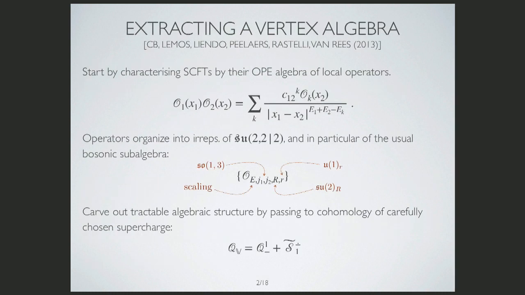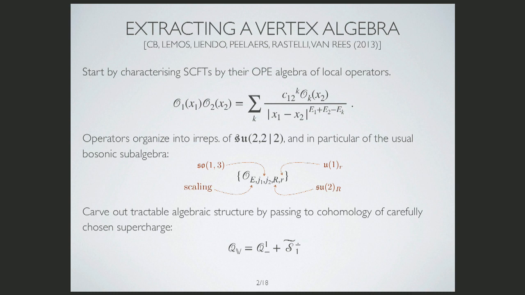So the starting point is the algebraic characterization of superconformal field theories, which is via the standard schematic of an OPE. So SCFTs in particular are an OPE algebra of local operators. And in an N=2 SCFT in 4 dimensions, these local operators organize into representations of the SU(2,2|2) superconformal algebra, and in particular into representations of the SO(1,3) Lorentz group, scaling, U(1)_R and SU(2)_R symmetries.